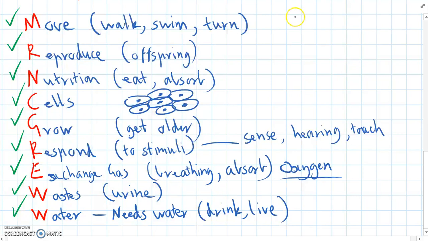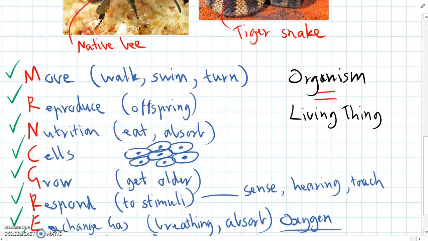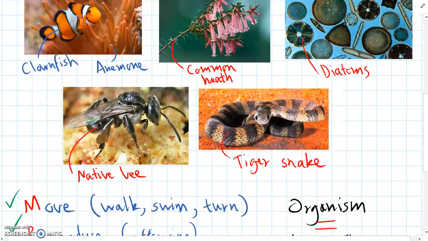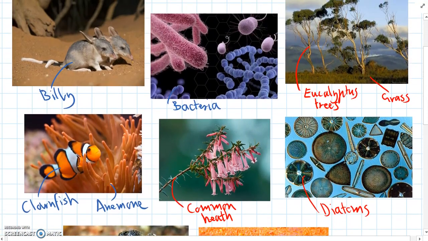Finally, one word that you will hear a lot when we're studying biology is organism. And organism just means a living thing. So humans are organisms, a tiger snake, a bee, a clownfish, and grass, these are all organisms.